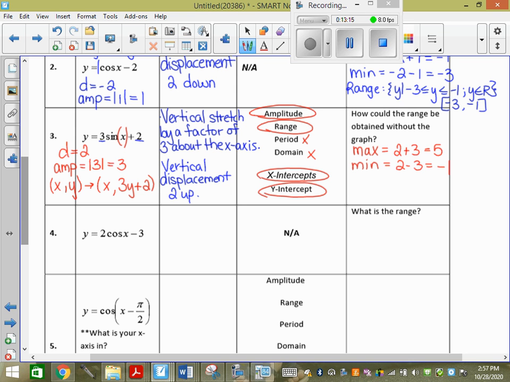So my range is from -1 to 5 in interval notation, or in set notation, -1 is less than or equal to y, less than or equal to 5. If your symbols are ever in the opposite direction, you made a mistake. If you have 2 numbers between 2 values, they have to both be less than signs every single time. You don't flip them.